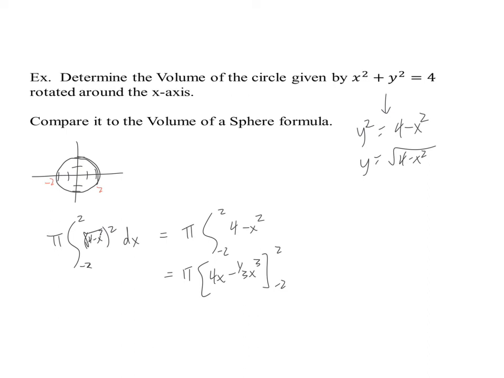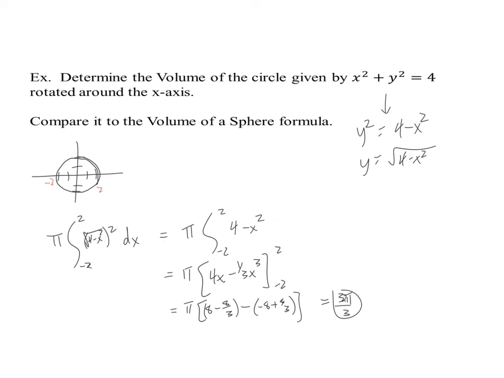Okay, I'll stop there. I think plugging in the numbers is pretty straightforward. Or maybe let's keep going. Let's finish it off. So we'd have pi times, 4 times 2, which is 8, minus 8/3. And then when we put in negative 2, we would get negative 8 plus 8/3. So we get 16/3 minus negative 16/3, so that would be 32/3 times pi. That should be our volume.